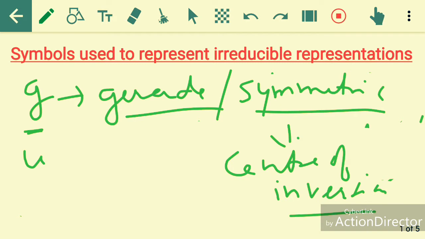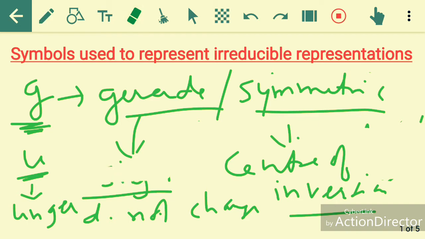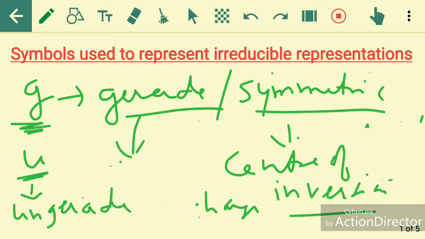What we mean by that is that the wave function sign does not change when there is an inversion through the center. So the term used in the subscript is g. And when U is used, U means ungerade, which means antisymmetric. Antisymmetric means that when the wave function sign changes on inversion through the center, then it is known as U.